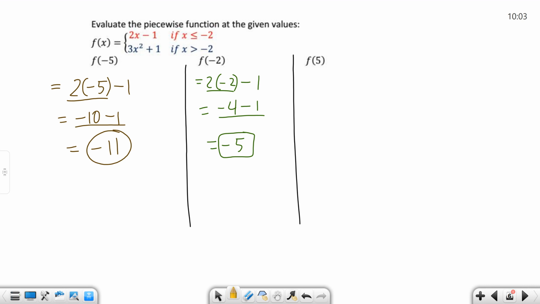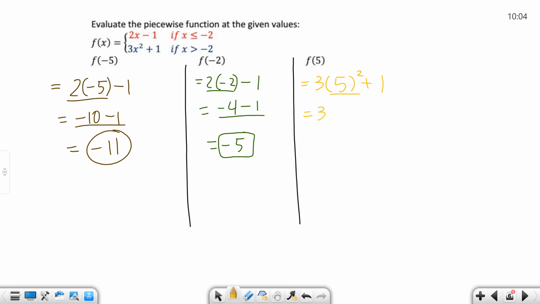And then f of 5. So let's see. Do I plug it in the top one? No, because 5 is greater than -2, so we use this one. Right? It's not in this one anymore. It's that one. So here we go. This is going to be 3 times something squared plus 1. That's what that function says, right? And that something is 5.